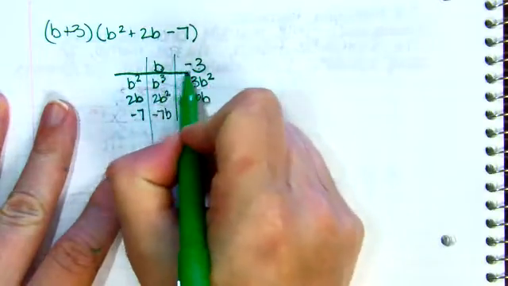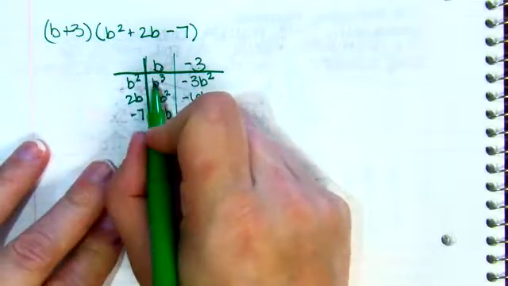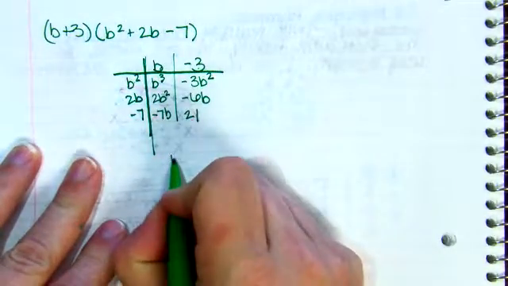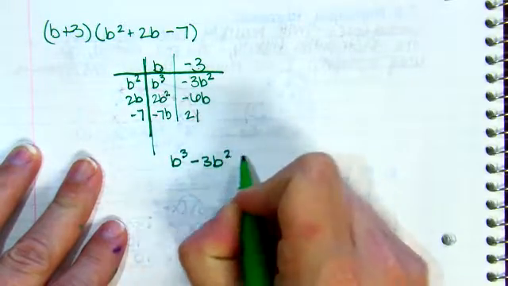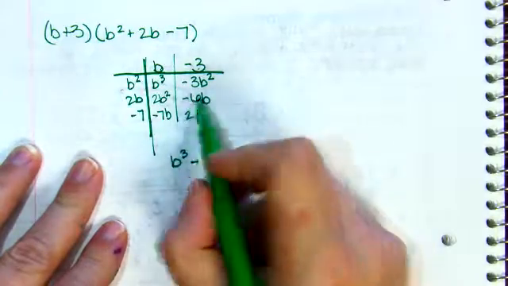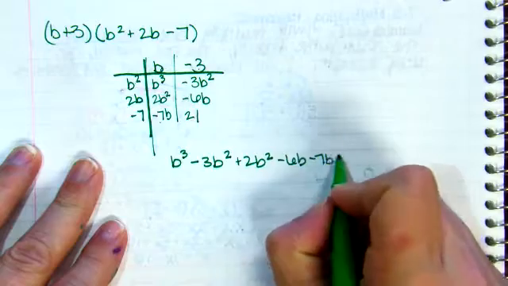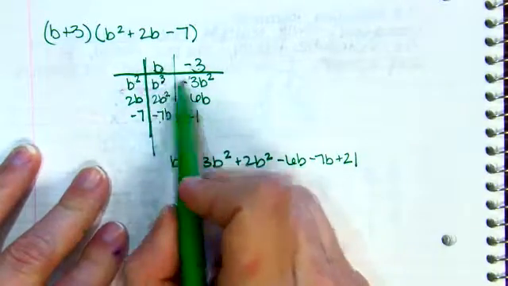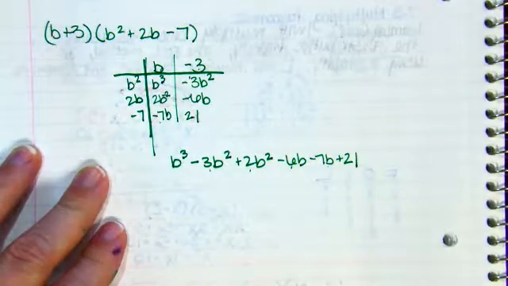So you can see I have a bunch of terms here that I then want to write out. I'm going to go from highest degree to lowest. So I have a b cubed. I'm taking away 3b squared. That's a positive 2b squared. I'm taking away 6b, taking away 7b, and I'm adding 21. I have 6 terms here. I have 1, 2, 3, 4, 5, 6 terms here.